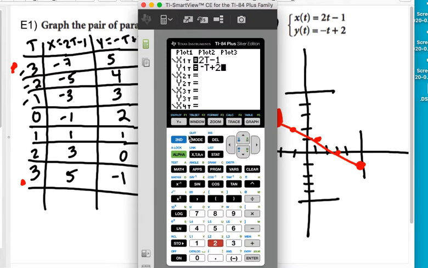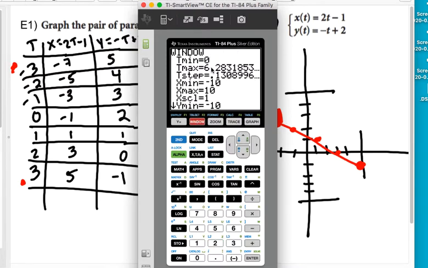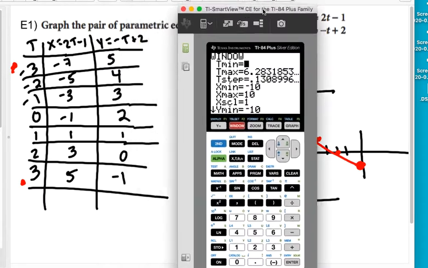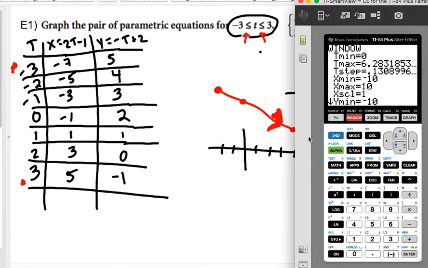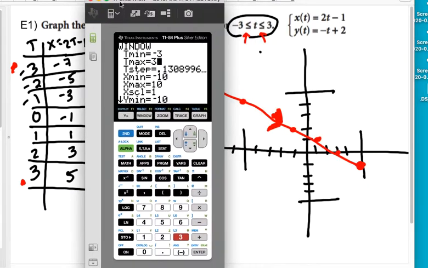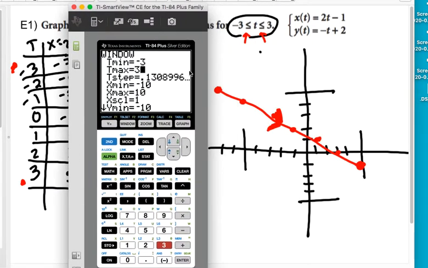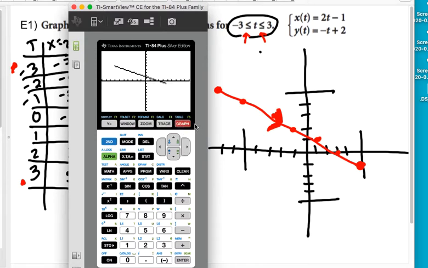So now, if you go to window, you don't want to mess with the t step, and I'll explain that in a sec. But what I do know is that I was given a t min, a negative 3, and a t max, which was a 3. If you want to adjust the window, the x's and y's, you can. This is the zoom standard window, which is the 10 by 10 by 10, but you can adjust it if you want. If I wanted to make it look exactly like my window, I could. I'm not going to. So now when I hit graph, there's my graph.